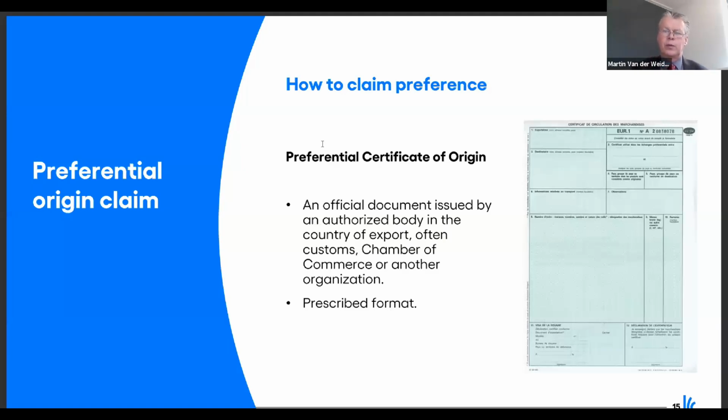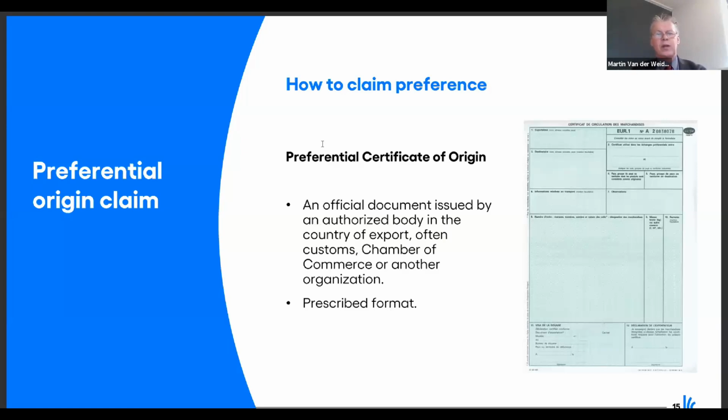After the document is issued by the authorized body, it's going with the shipment to the country of import, and based on this document, the importer is paying less import duties. It is often still a paper document. I know it's 2025, so it's a bit old-fashioned paper, but that has to do with the text of the free trade agreement.